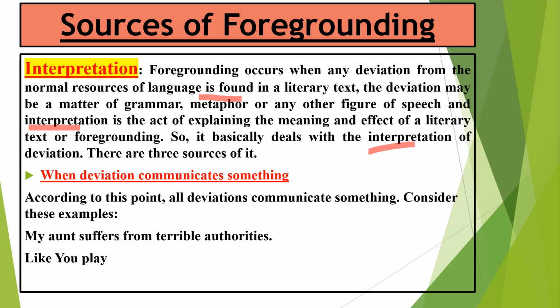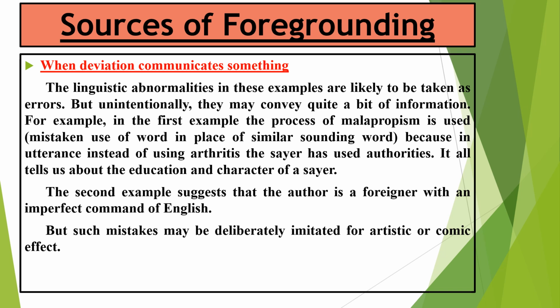There are three sources of it. When our deviation communicates something, then we have foregrounding. For example, "my aunt suffers from terrible authorities" instead of saying "terrible arthritis." This is one of the problems, or you could say malapropism, and Richard Sheridan, I think, has talked about this in his work. And what is malapropism? Mistaken use of a word in place of a similar sounding word.